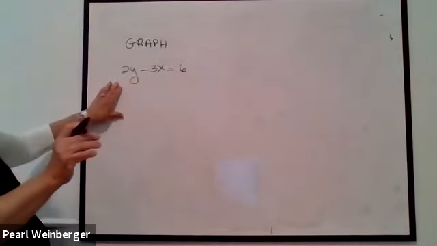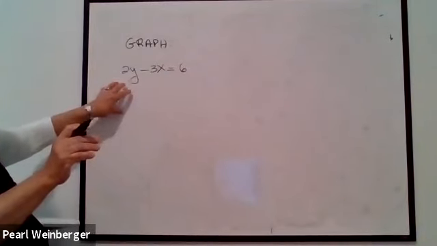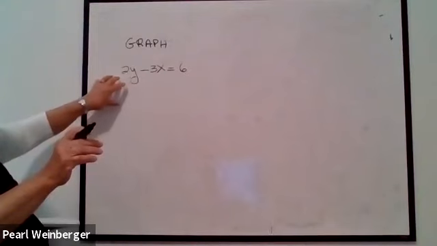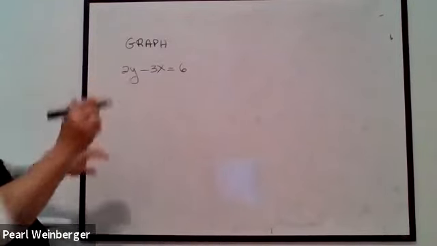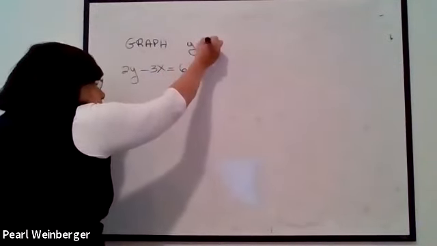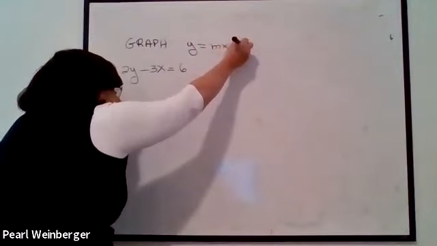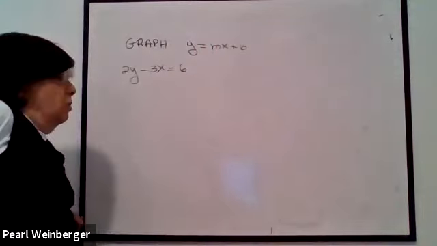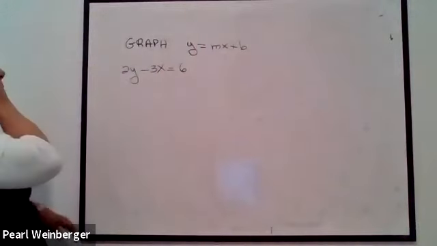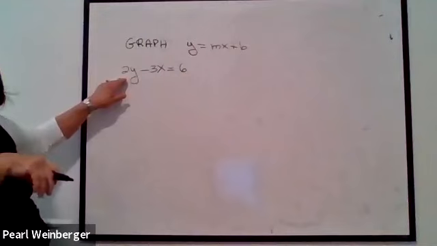If we want to graph an equation, the best way to do it is to get the equation in what we call the y equals mx plus b form. Which means to get the y all by itself.